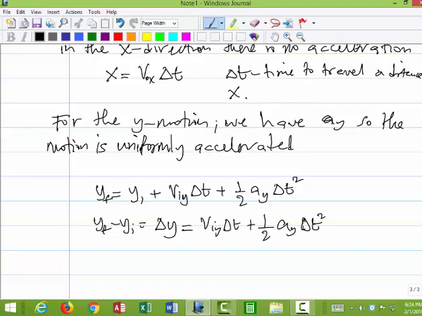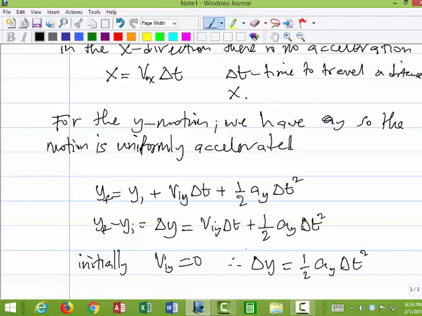We need to note that the initial y velocity is 0, since the charged particle is not moving in the y direction. So initially vy is equal to 0. Therefore, delta y is equal to half a subscript y delta t squared. This gives us the deflection of the charge from the target, delta y.